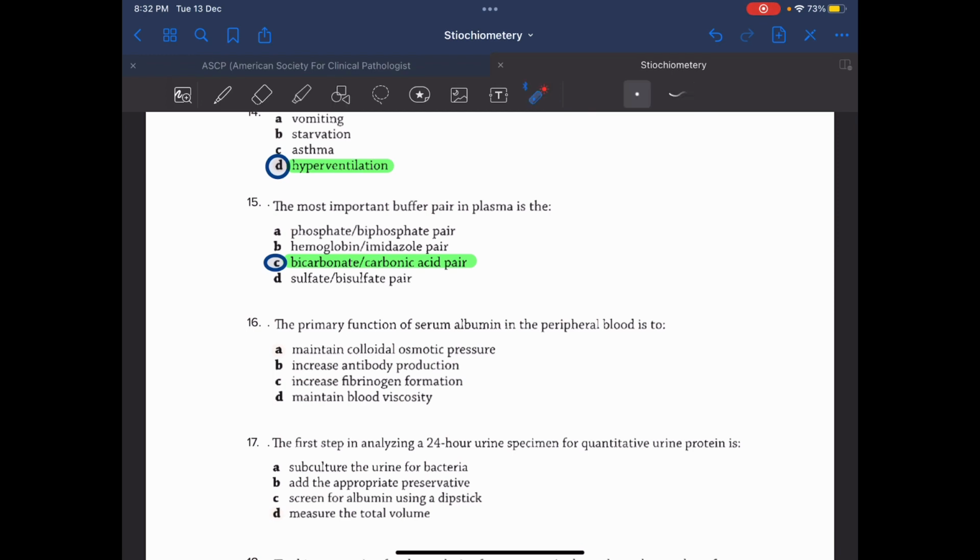Question number 16. The primary function of serum albumin in the peripheral blood is to maintain colloidal osmotic pressure, increase antibody production, increase fibrinogen formation, or maintain blood viscosity. The correct answer is A, to maintain the colloidal osmotic pressure.